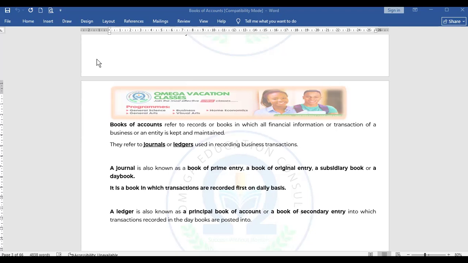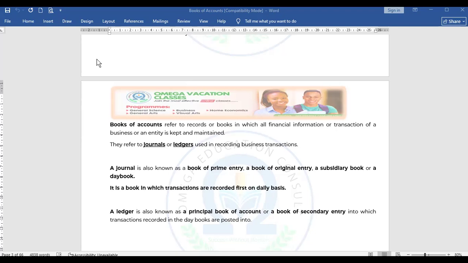So that is a journal. The second one is a ledger, as she said. This is known as the principal book of account, or a book of secondary entry, into which transactions recorded in the day books are posted into. So after you've recorded in the journal, you now post into the ledgers.